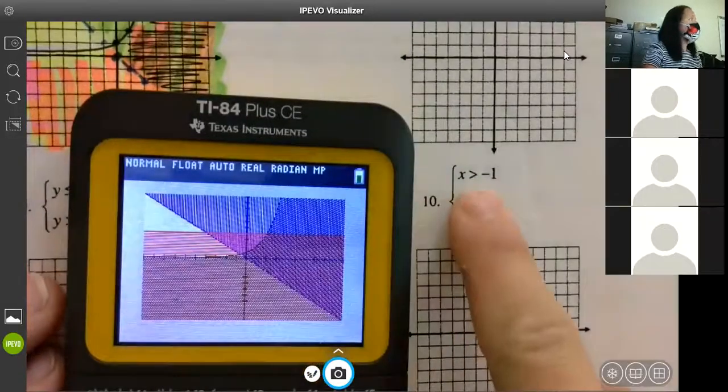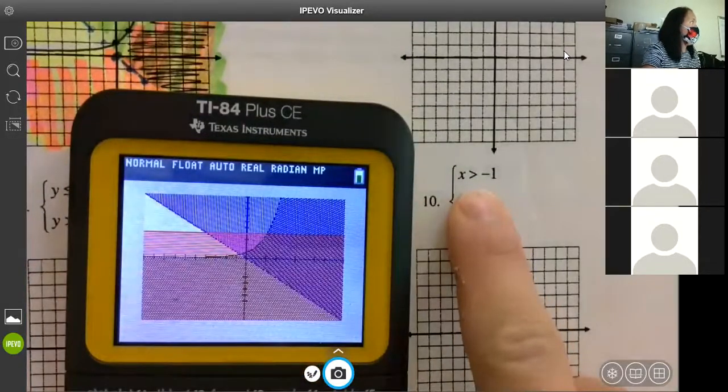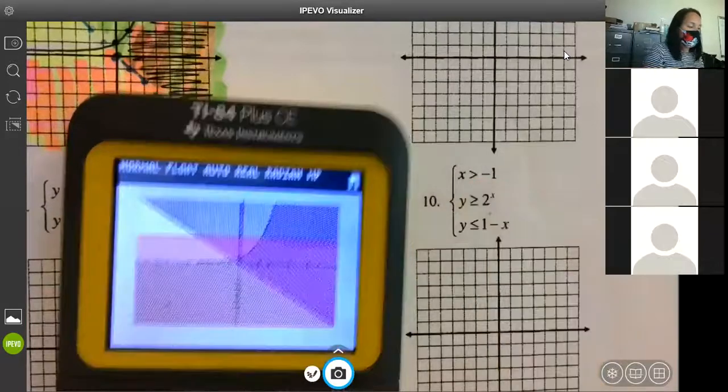See this x equals? It will not go in your calculator. Don't try to put it in there. What kind of line is that?